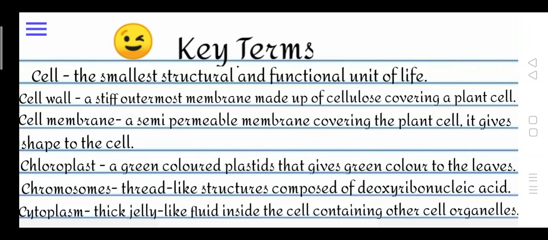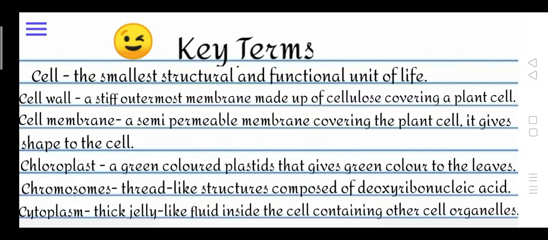So let's get started. Now I'm going to tell you all the important key terms. In the last video I explained the whole chapter. I hope this chapter is clear to you all. So let's get started with the key terms.